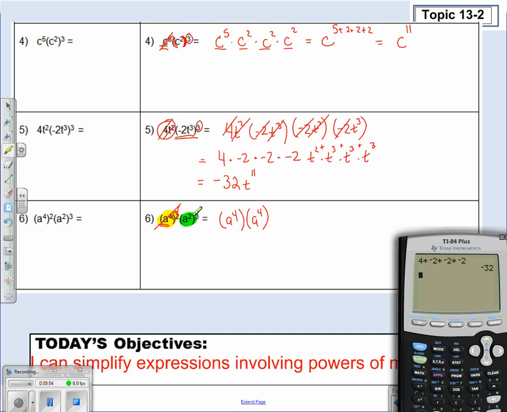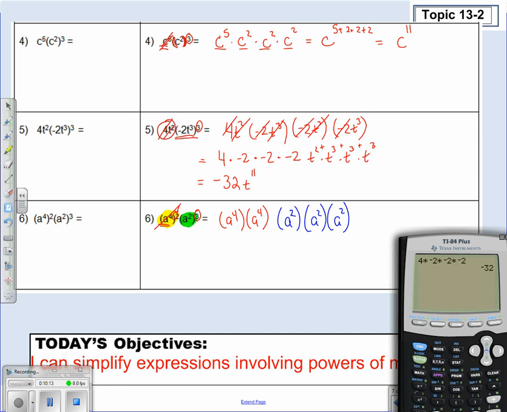Next, we have our second set of parentheses. Its exponent is to the third power. So everything inside of there, I'm going to stamp out 3 times. So a squared, that's 1, a squared, that's 2, a squared, that is 3.